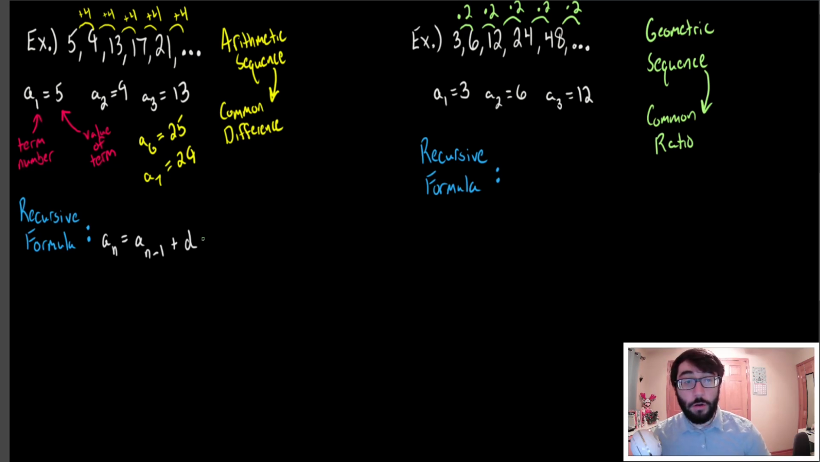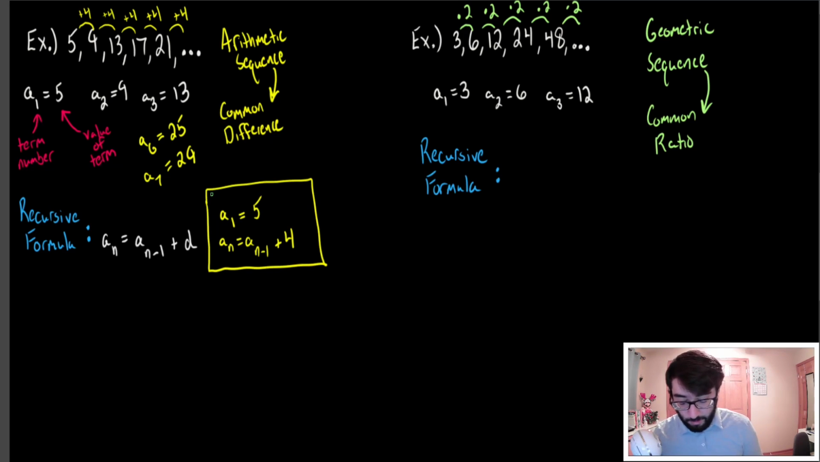Now, for our sequence, it would be a sub n is equal to a sub n minus 1, and then we know what the common difference is. It's 4, so I would just write plus 4. And that would be half of the recursive formula. The only other thing we need to do is state where the sequence started. This tells us how to find the next term, but it doesn't tell us where it started. So for writing the recursive formula, we also need to state what the first term is, and in this case, the first term was 5. So this would be the recursive formula for this sequence.